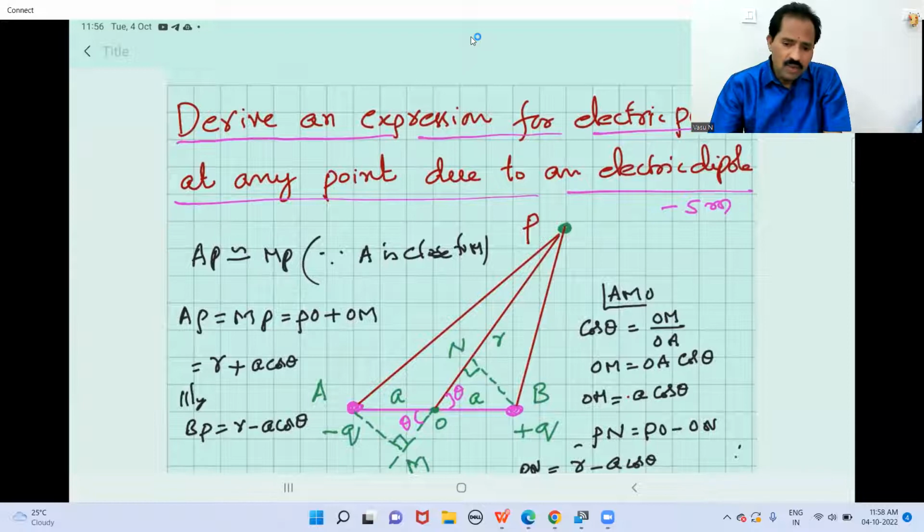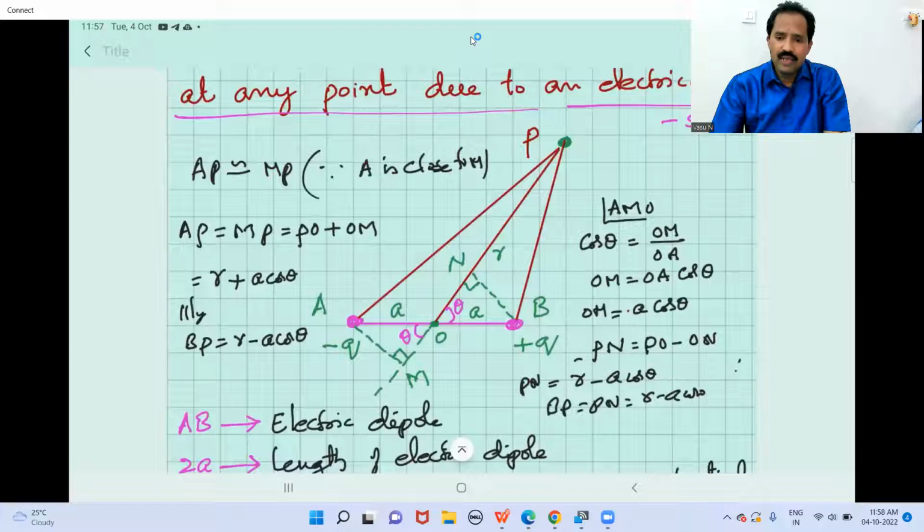See, dear students, you have to consider an electric dipole. Now let me tell you what is called electric dipole. Two equal and opposite charges separated by small distance is called electric dipole. Look at the diagram. See, this is AB. AB is called electric dipole there. You can see there minus Q is at A, plus Q is at B, and the separation between them is 2A. So it is called an electric dipole.